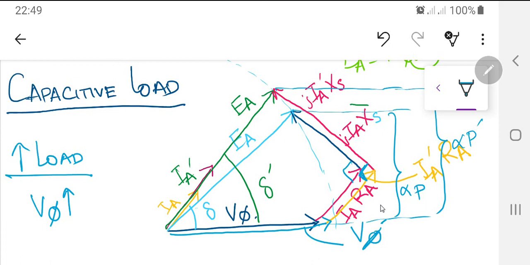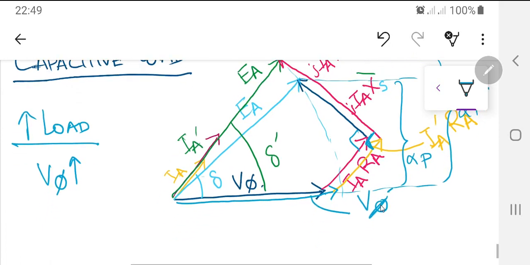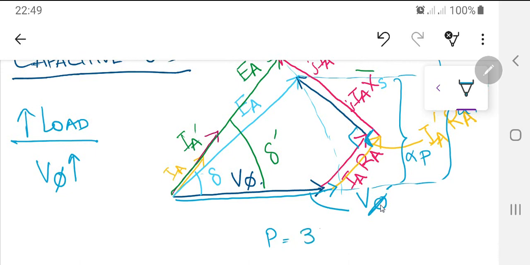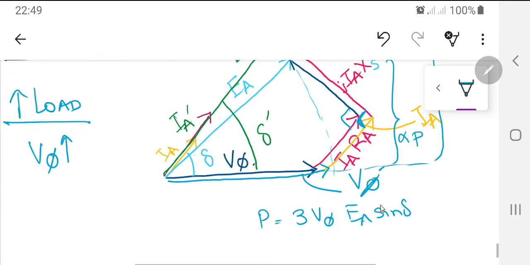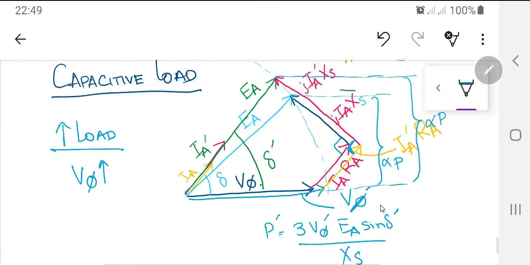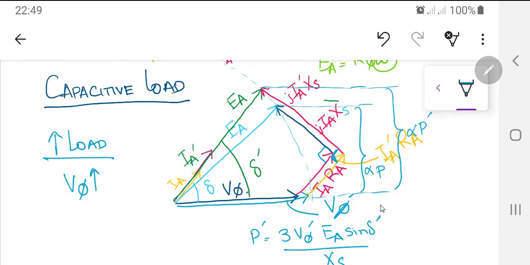So you can see over here that EA sine of delta, which we call P equal to 3 V phase EA sine of delta divided by XS. So what has happened, this delta has changed to delta bar, V phase has changed to V phase bar, and this P has changed to P bar. So this is the case. In capacitive load, you have the load voltage or the phase voltage increased when you have an increase in the magnitude of the capacitive load.